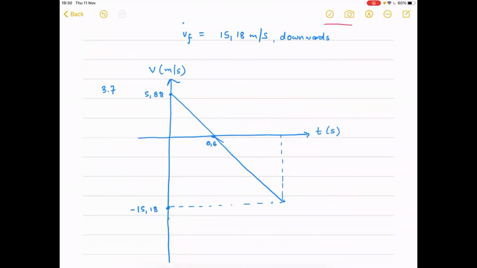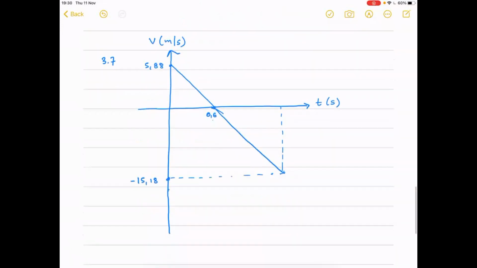Okay, so if we look at the graph now, we've labeled time, velocity, it's a straight line. There's the time to reach the maximum height, the initial velocity, the final velocity. Yeah, that's right. Okay, so that answers question 3. Do you have any questions on that? Okay, let's move on to the next question.